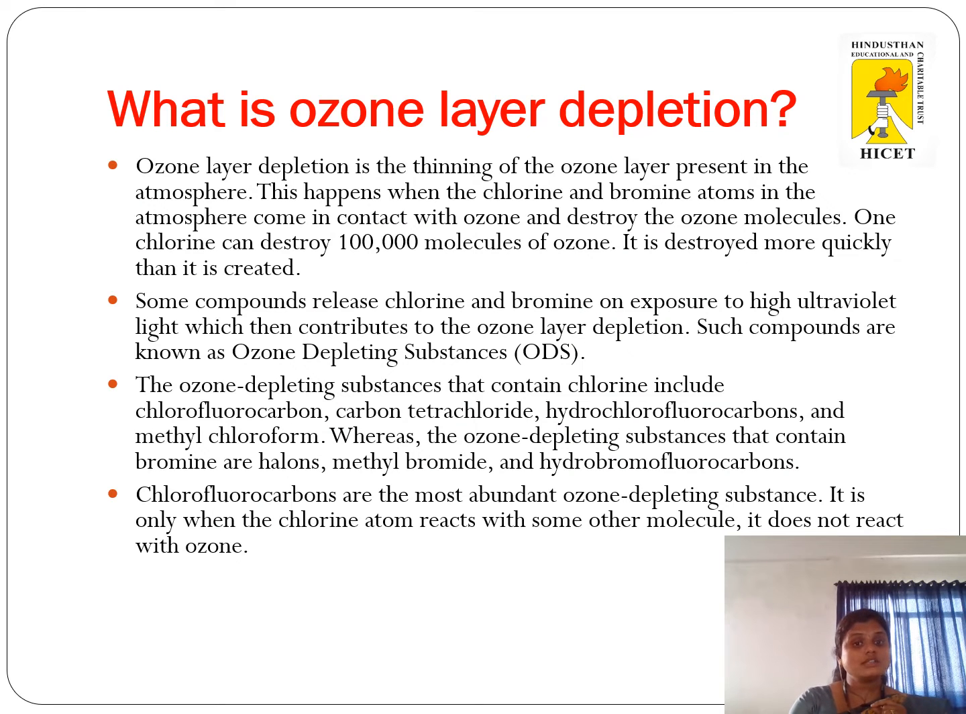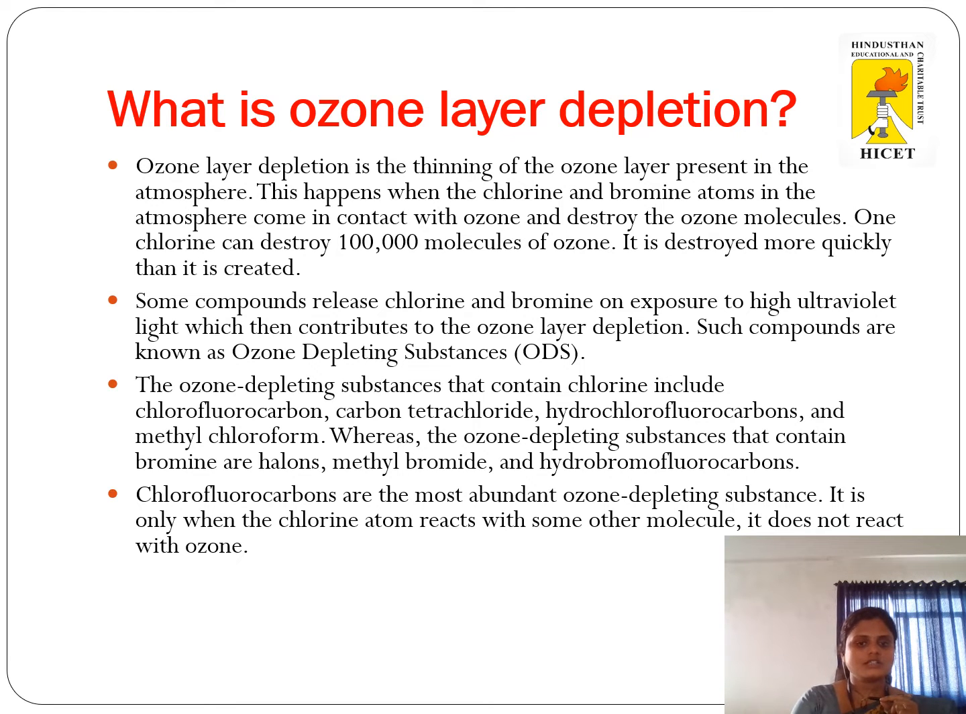So what is ozone layer depletion? It is a thinning of the ozone layer present in the atmosphere. This happens when the chlorine and bromine atoms in the atmosphere come in contact with the ozone and destroy the ozone molecules. One chlorine atom can destroy around 1 lakh molecules of ozone. Ozone is destroyed more quickly than it is created. So that much chlorine is very much a poison to the ozone layer.